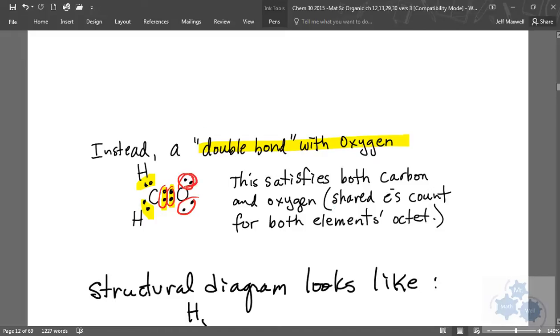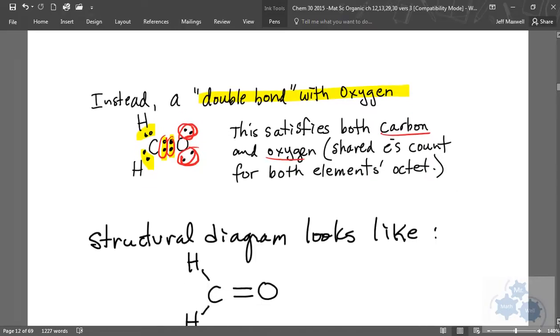Now here's some unpaired electrons, right? So again, those are still there. They're affecting the geometry a little bit, but we won't get into that. So carbon and oxygen are both satisfied because their outer shell is filled.